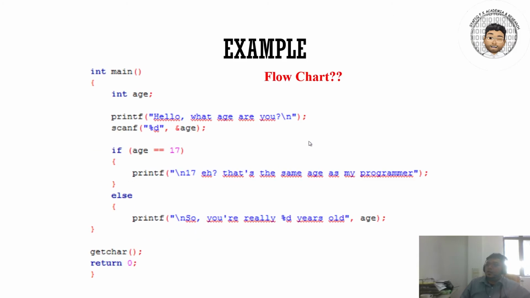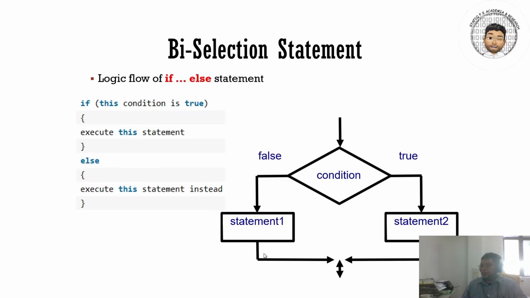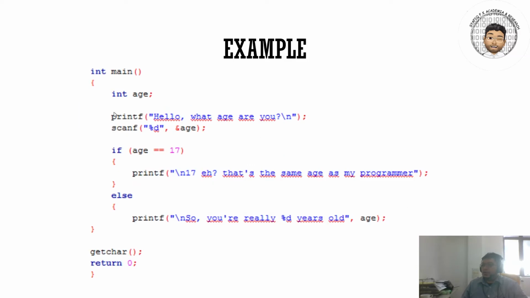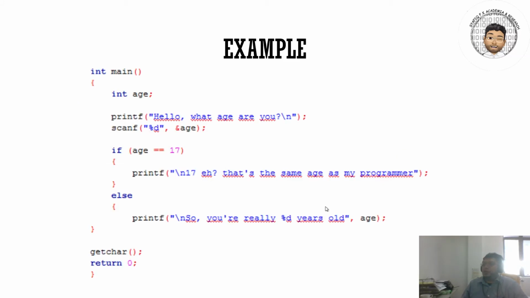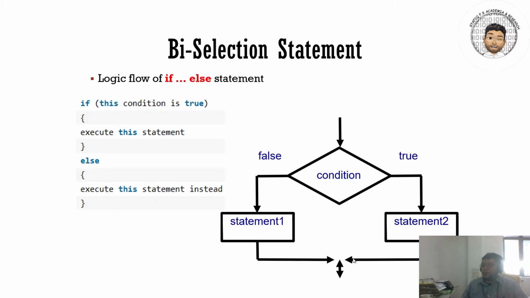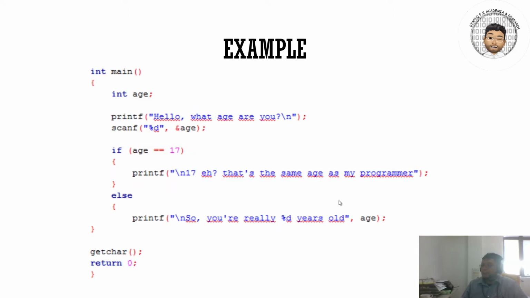Okay, so let's figure out how we can do the flowchart. Your flowchart supposedly has the above condition. So you have the start, the end, and statement one, the true is under statement two, which is printf, that's the same age as programmer. Age is equal to 17 is under the condition here. And then here is, oh, so you are this age. So this is an example of the code, and the flowchart is the same as what I showed here.